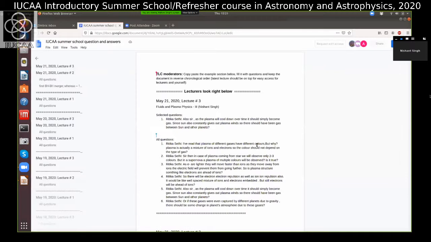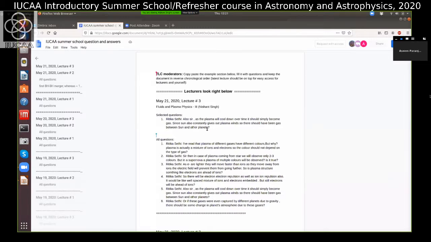So there's a question: as the plasma will cool down over time, it should simply become gas. Since the sun also constantly gives out plasma wind, there would have been gas between the sun and other planets. Okay, I perhaps don't fully understand exactly what is meant by that, but they're asking, should there be some plasma or gas in the solar system between the sun and the planets?